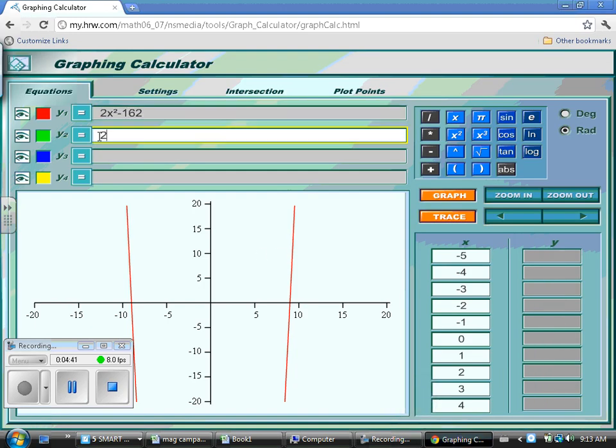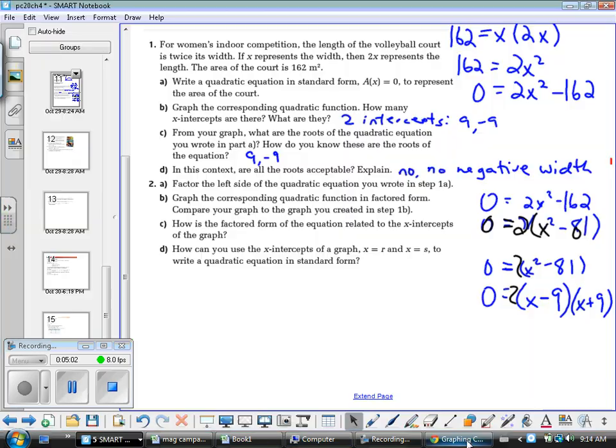That was 2 times x minus 9 times x plus 9. Then when you graph them both, it'll graph the red one first and then the green one right on top, and that shows you that they're exactly the same function. So we can factor it, and it doesn't change the function in any way.